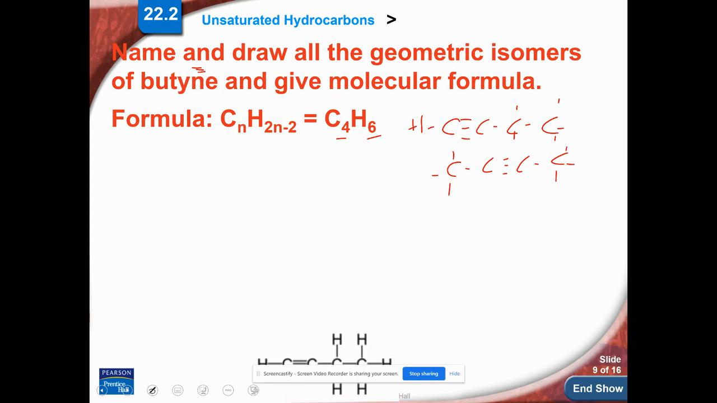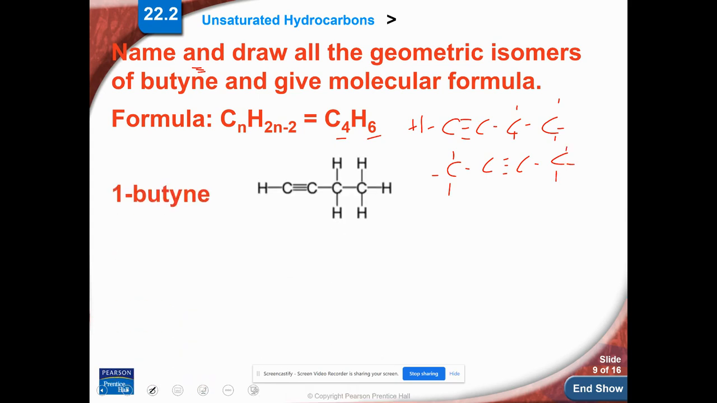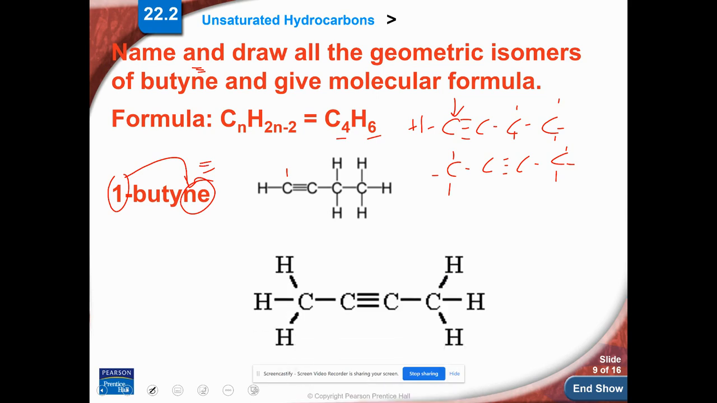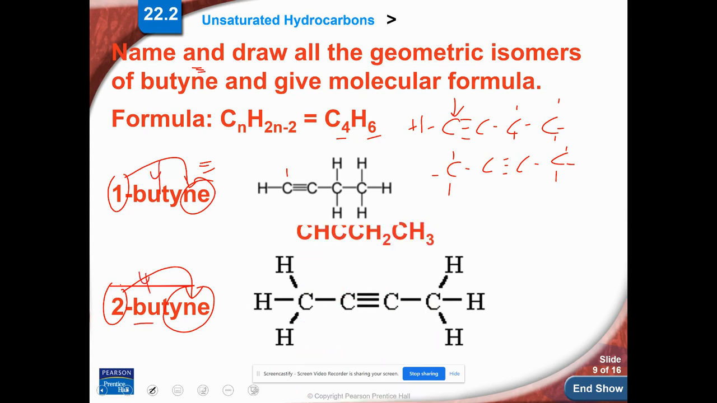There we go, and now you've already got these, right? And then we name them. This one came after the first carbon, so this is carbon number 1. So this is 1-butyne, where the 1 tells you the location of the triple bond. Now this is 2-butyne, because the 2 tells you the location of the triple bond. And the but means 4 from table P.